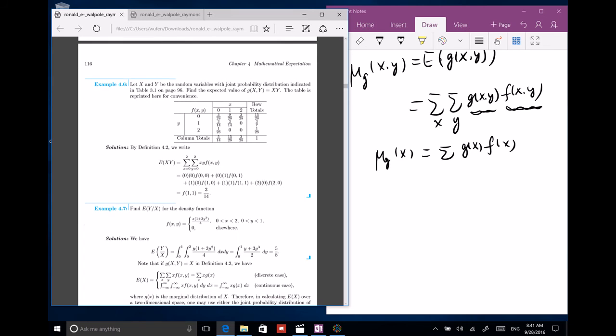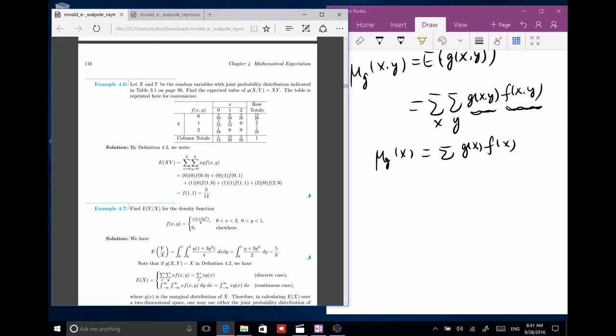And there is an example here, example 4.6. I do not think it's really hard. Basically, you just have x y times f(x,y), all of them together. So you take 0, 0 times f(0,0), 0, 1 times f(0,1), 1, 0 times f(1,0), 1, 1 times f(1,1), 2, 0 times f(2,0). So you multiply everything, add them together, and you find the expectation value.